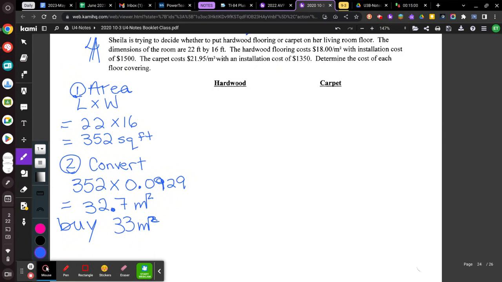So over here, we want the hardwood. So that's going to be $18.